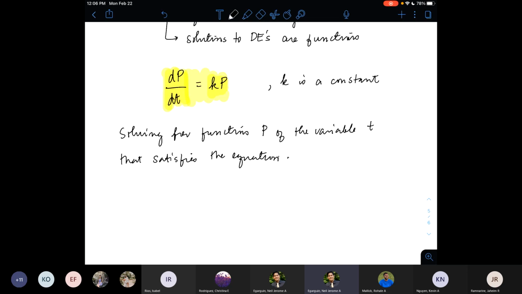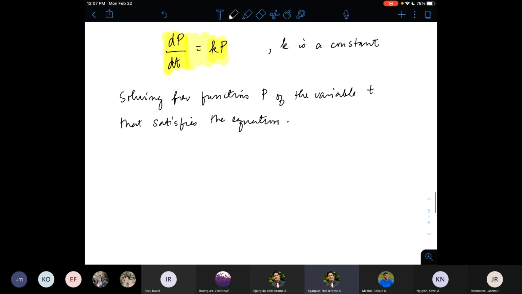Other typical examples would be on investments that are compounded continuously and so on. So those are some examples. But let's look at it from an abstract point of view first. So let's try to solve this differential equation. What are the functions p that satisfy this equation?